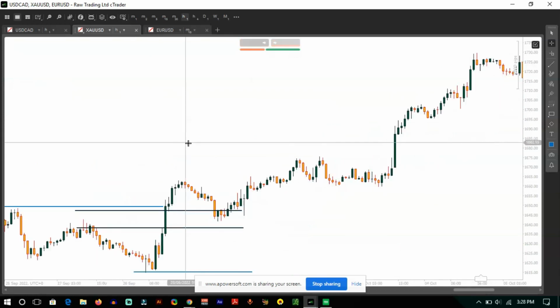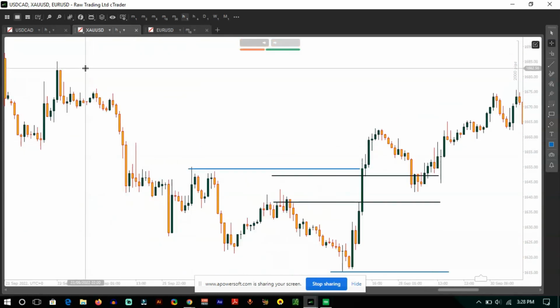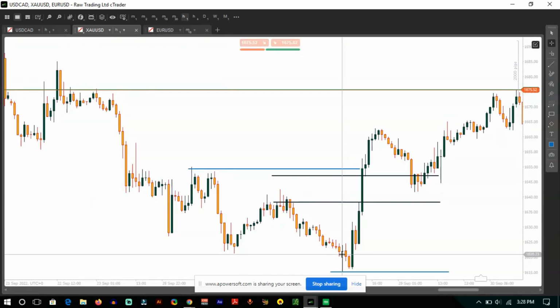That's what I wanted to bring out. The market previously was coming from up to down, and then we got a shift in market structure, and then we went up. So not just a break of structure, but we had gotten a shift in market structure.